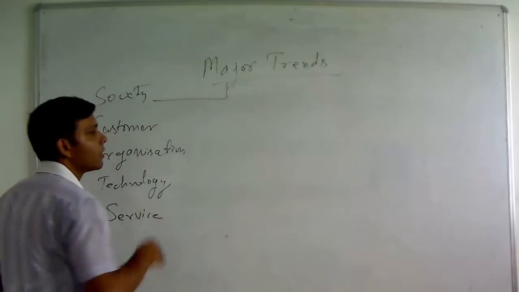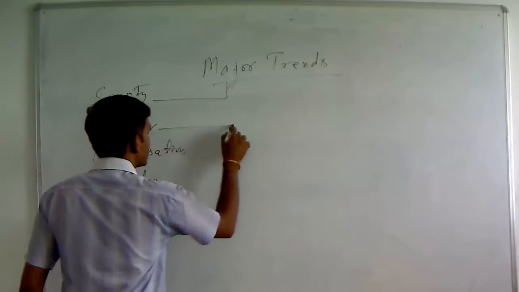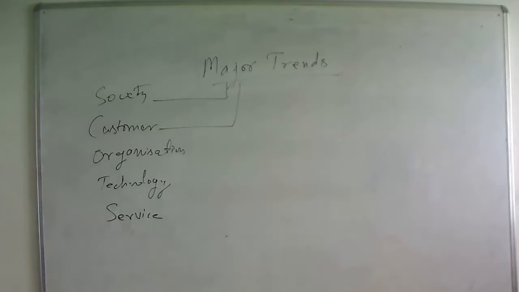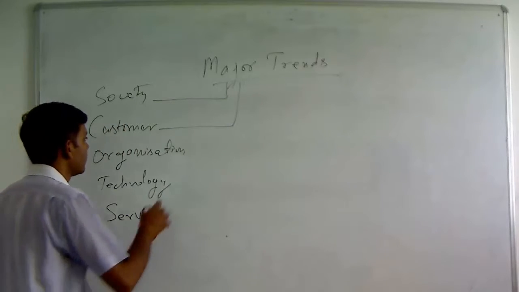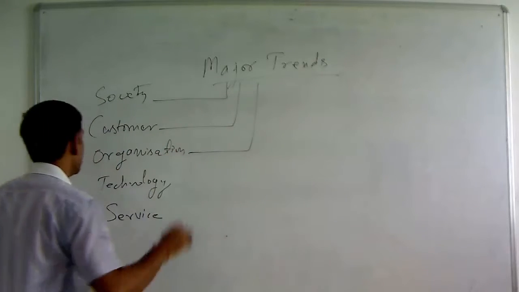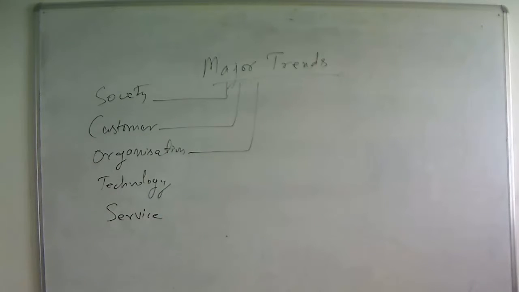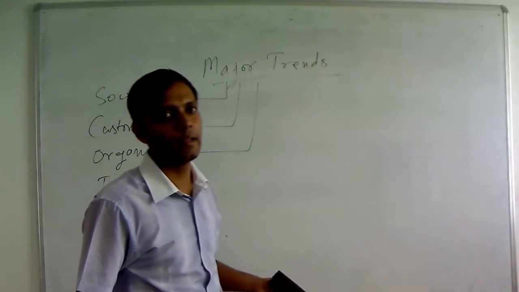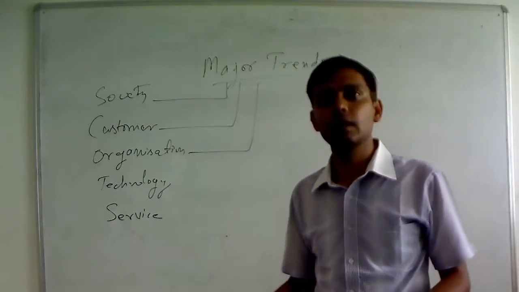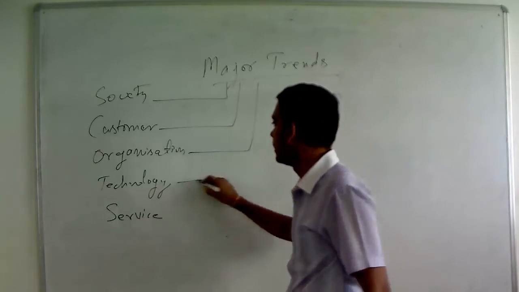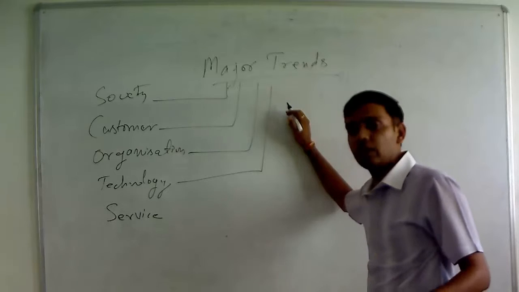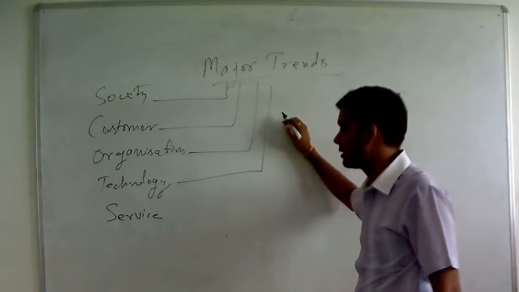So as a society, I am becoming more digital. As a customer, I need faster service and integrated solutions. As an organization, I need a more online presence. I need to be more visible online. I need to collaborate with my partners and my customers online. Technology is becoming compact, cheaper, and much faster.